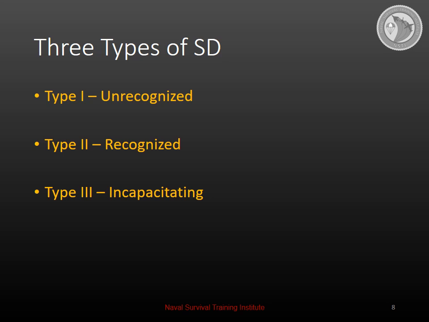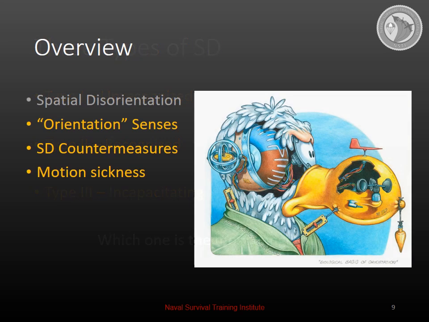So that transition from unrecognized to recognized is crucial in order to get out of that progression to either incapacitating or to just stay in unrecognized spatial disorientation until disaster strikes. So which one is the most dangerous? I think you probably have a pretty good idea. We'll discuss this more later in the lecture. Next, let's move on to the orientation senses.